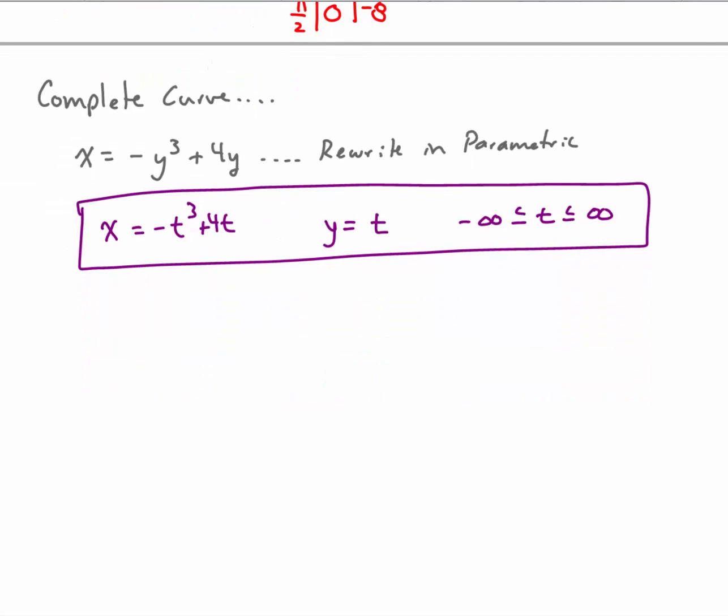Now to graph this, you would have to plot some points, and then you'd also have to look at the orientation as t increased. I'll leave that up to you. The graph of y cubed would look something like this. The graph of negative y cubed would look something like this. So that tells me, I'm sorry, x cubed would look something like this. Negative x cubed would look something like this.